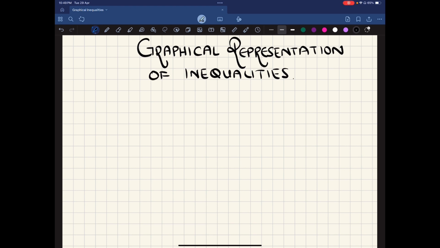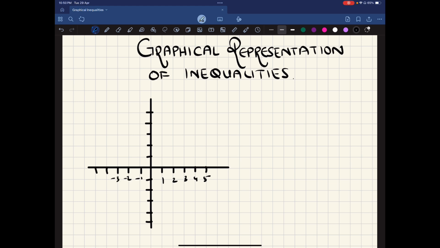Okay, so this is our numbered axes. I will just copy this for future so we will save time.